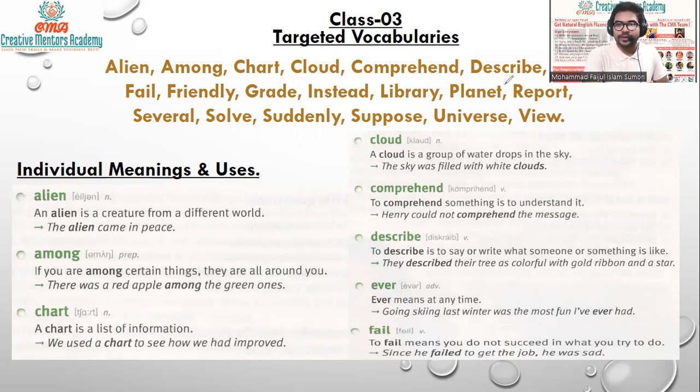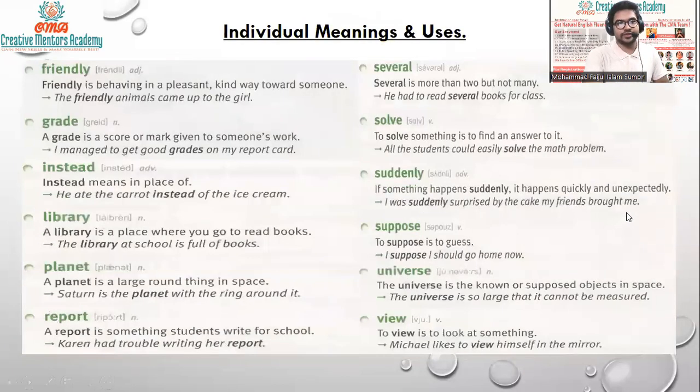Next one is, maybe, yes, this one is friendly. Friendly, okay? Friendly is behaving in a pleasant, kind way towards someone. যে কারো সাথে খুব সুন্দর করে বন্ধুত্বপূর্ণ বন্ধুসুলভ ভাবে আচরণ করা. The friendly animals came up to the girl. Oh my God. Okay. Because girls love to have pets, you know. So that's why the friendly animals came up to the girl.